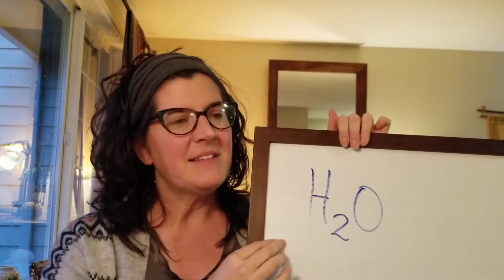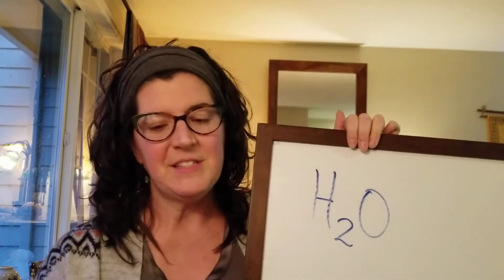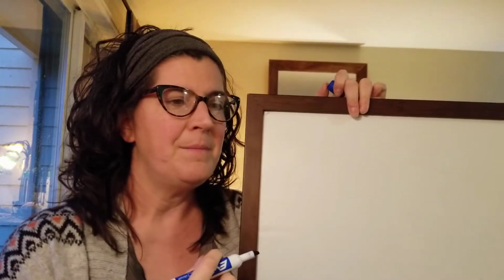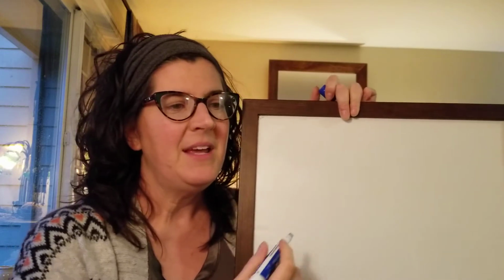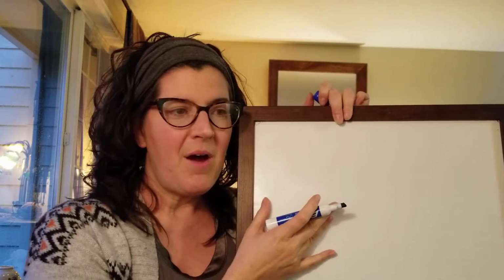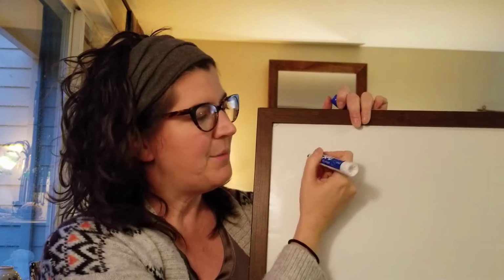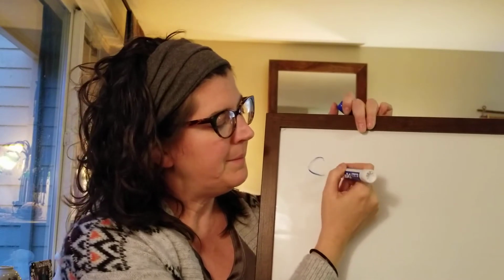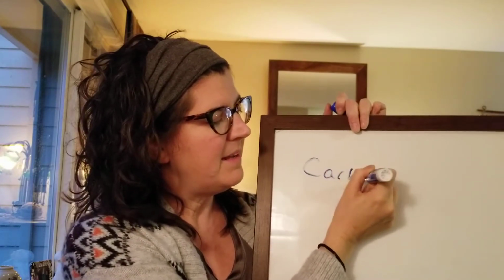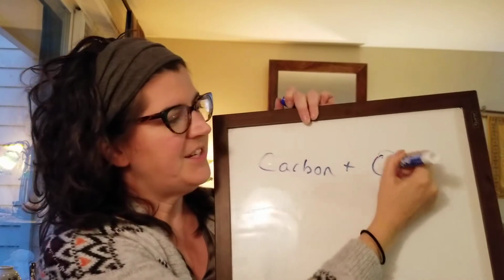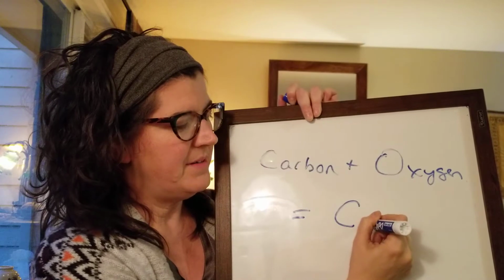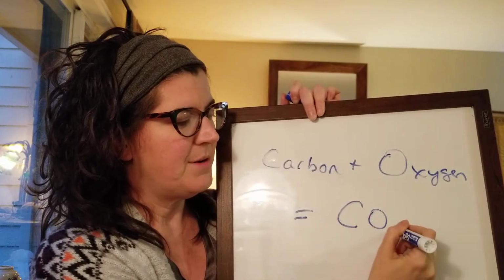All right, next up we have chemical equations. A chemical equation is when we build that. It is taking the chemical formula and breaking it down into all of its parts and how we got it. And so we have, for instance, carbon plus oxygen equals carbon dioxide, which is also known as CO2.